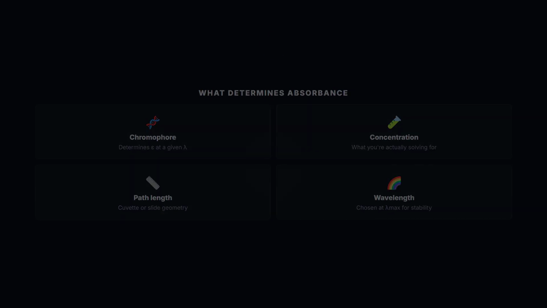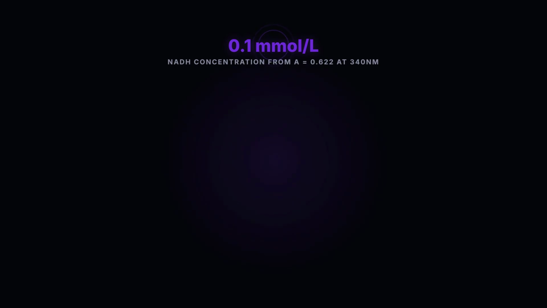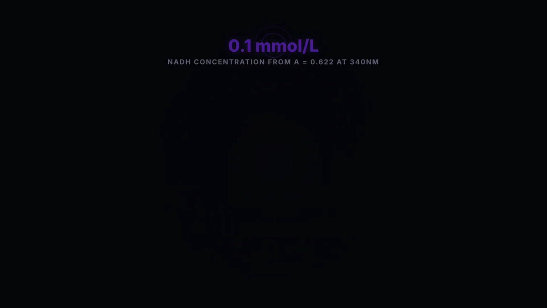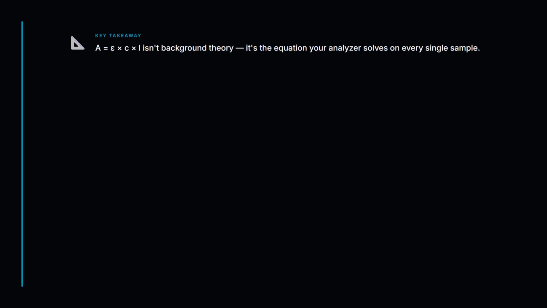Run the numbers on a real assay. Measure an absorbance of 0.622 at 340 nanometers for an ADH, with a 1 centimeter path length and epsilon of 6,220. Solve the equation backward and you get a concentration of exactly 0.1 millimoles per liter. Everything downstream of this, every enzyme assay, every colorimetric test on your analyzer, is this equation, applied at a specific wavelength, solved for the one unknown you actually care about, concentration.